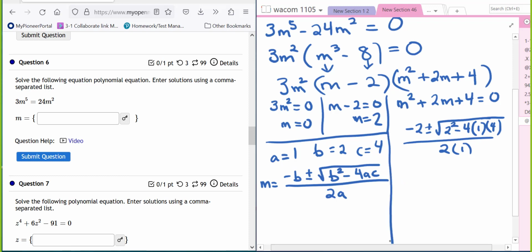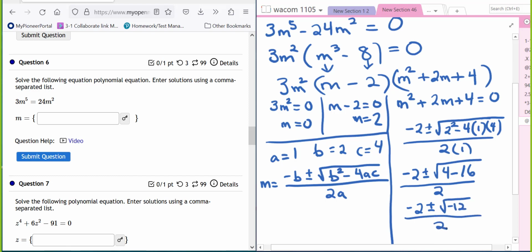So I'm going to clean up some more. So negative 2 plus or minus, under the radical 2 squared is 4. I check my signs here. It's going to be minus, and this 4 times 1 is 4 times 4 is 16. This one's going to have I in it. So 4 minus 16 is going to give me negative 12 under the radical.